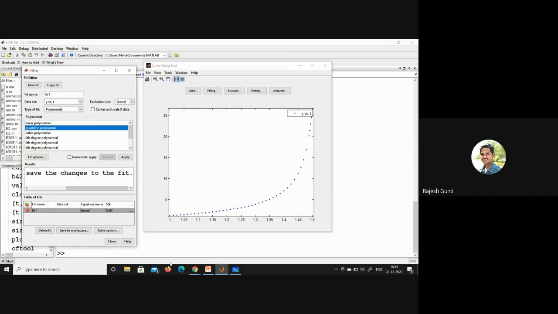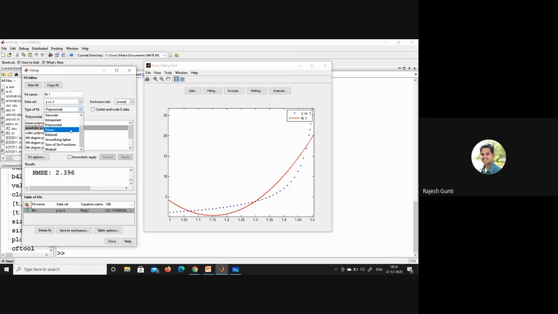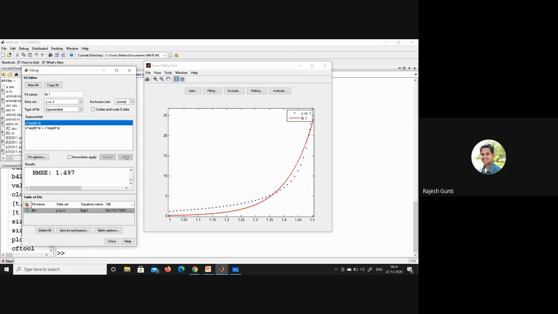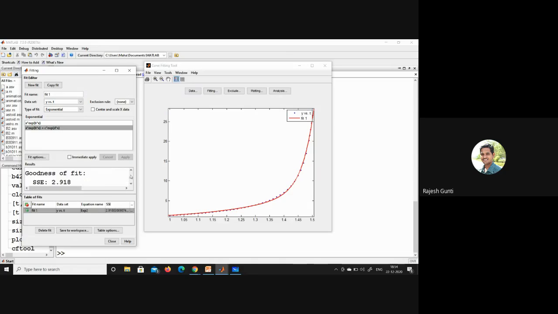It looks like a quadratic polynomial. Fit apply. It's not satisfying. Am I correct or not? It's not satisfying. So let's go for exponential. So I'm concentrating on, I hope you understand, analytical solution. What is the analytical solution of this one? Apply. It's not good. We take this one, apply. So we have an approximate solution now. The approximate solution, this one, the error is very less and it is passing through all these points.